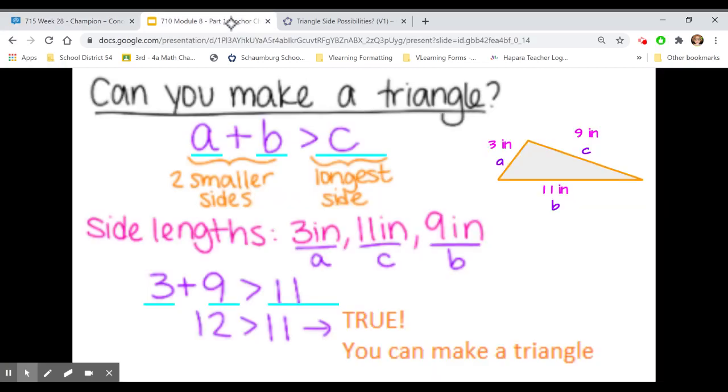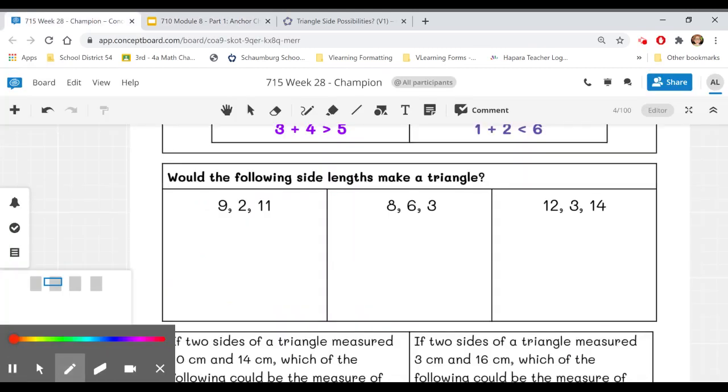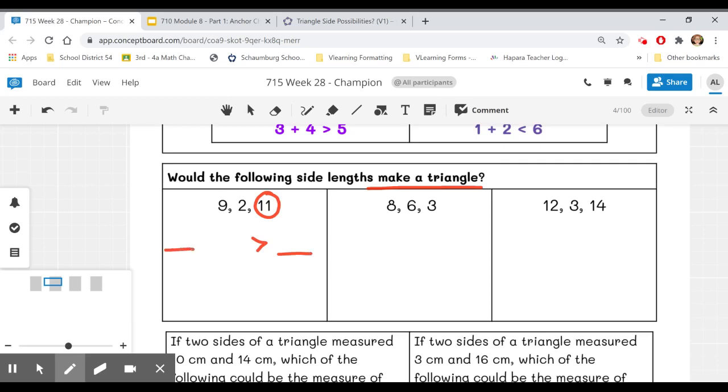So here is the sum. You can go ahead and pause here. This is the theorem. Let's take what we learned about the triangle inequality theorem and decide, do these three sides make a triangle? First, always identify your largest side. Now, put a greater than sign and your largest side there. And it's always going to use this template of something plus something else must be greater than the third side.